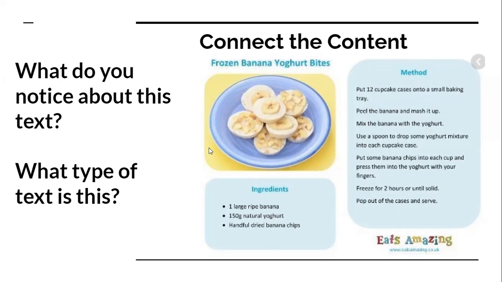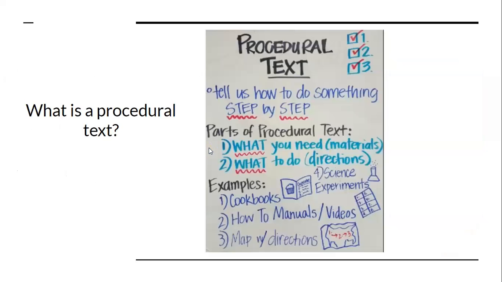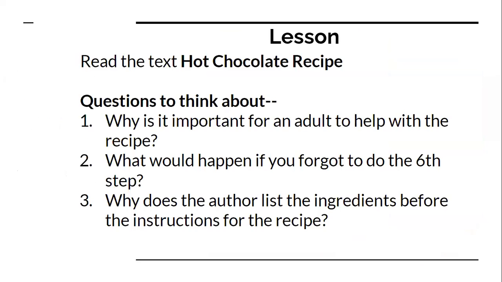What type of text is this? This is a procedural text. It tells how to do something step by step. Parts of a procedural text are what you need, the materials, or in the last text we were just looking at, the ingredients, and what to do, the directions. So we're going to use the text hot chocolate recipe.